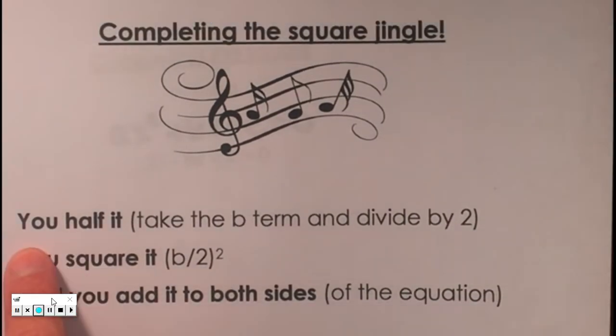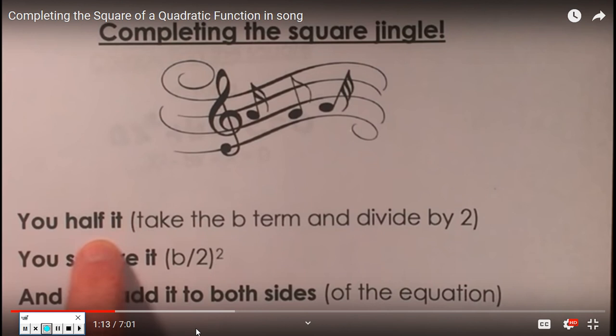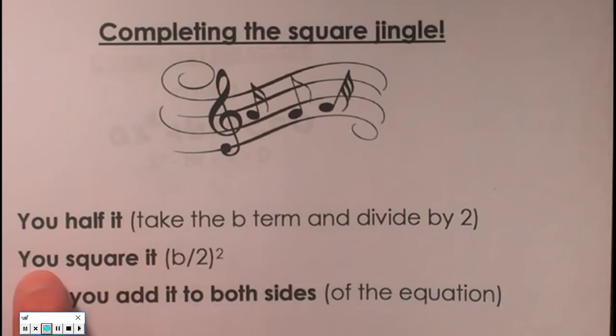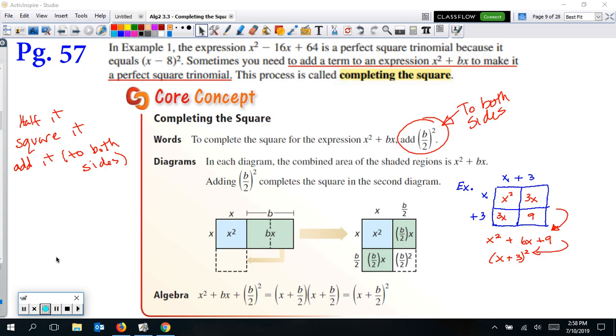It's just a little jingle more than a song, but you half it, you square it, and you add it to both sides. You half it, and you square it, and you add it to both sides. Okay, so it's just a little jingle, hopefully to help you remember how to complete the square. Half it, square it, add it to both sides.